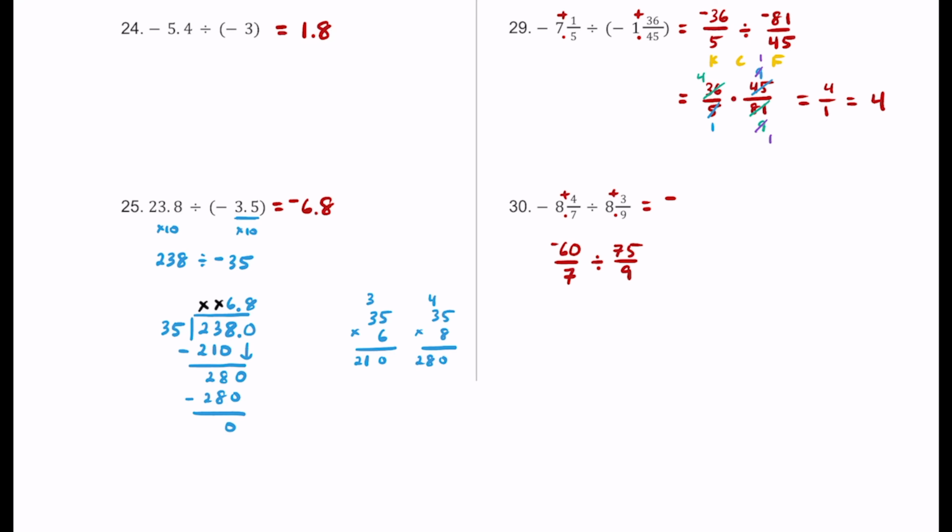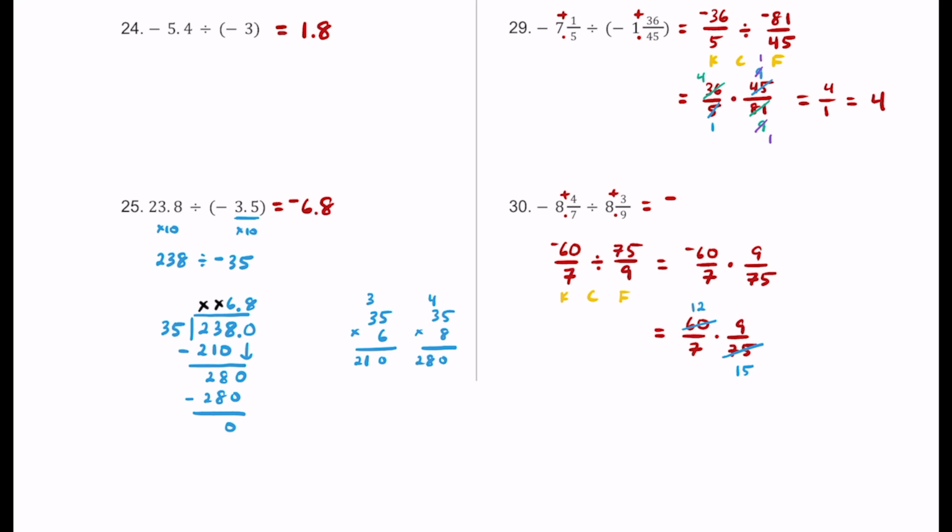Okay, cool. Now if we keep and then we change and then we flip, we can go ahead and rewrite this as negative 60 over 7 times, if we change this to multiplication, multiply 9 over 75. Okay, now let's see if we can cross cancel at all here. We can ignore the negative sign for now, and if we just want to write this as 60 over 7 times 9 over 75, that's also fine. We know the answer is going to be negative. And if we cross cancel here, 60 and 75 can both divide by 5. And so if we can divide that by 5, we're going to get 12, because 12 times 5 is 60. And then 75 divided by 5 is 15.